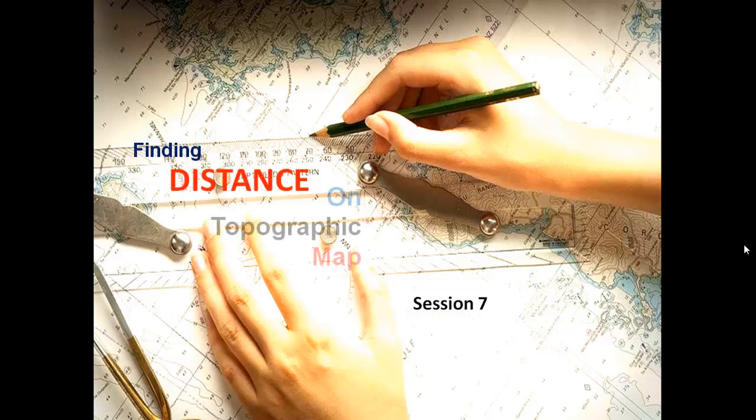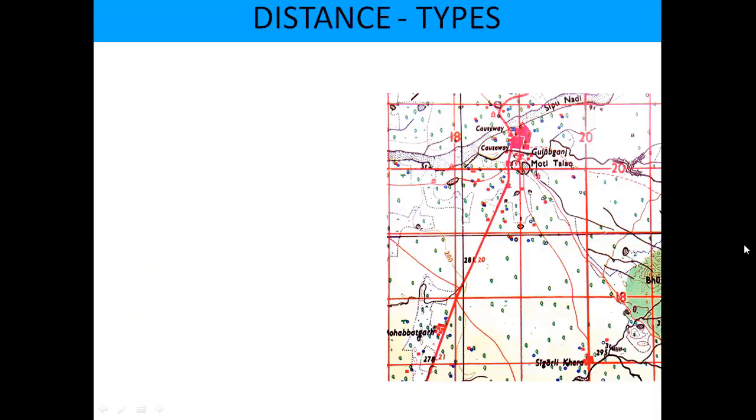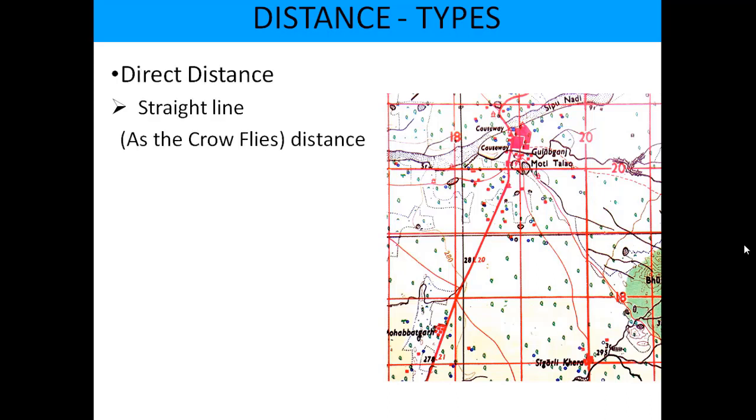Today we'll learn how to find distance on a topographical map, session 7, standard 10 ICSE. In this topic, we'll learn how to find distance from one place to another place. There are two types of distance. First, direct distance. In this, we'll measure the distance from one point to another point using a ruler. This is also called the crow flies distance.